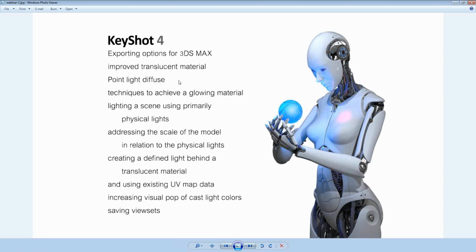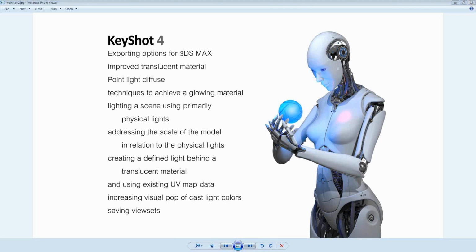Improve translucent material, point light diffuse, techniques to achieve a glowing material, lighting a scene using primarily physical lights, addressing the scale of the model in relation to the physical lights, creating a defined light behind a translucent material, using existing UV map data, increasing visual pop of cast light colors, and saving view sets. So it seems like a lot, but we'll see how we get through all this.